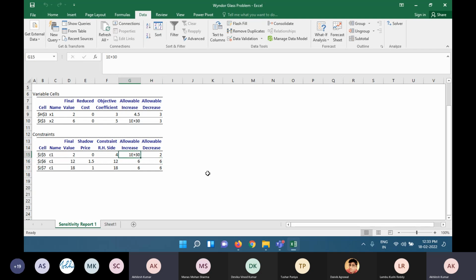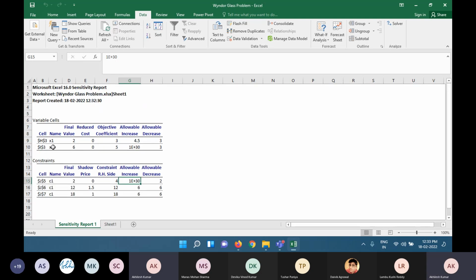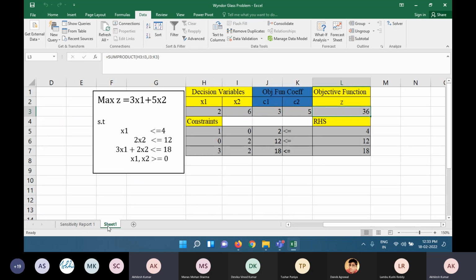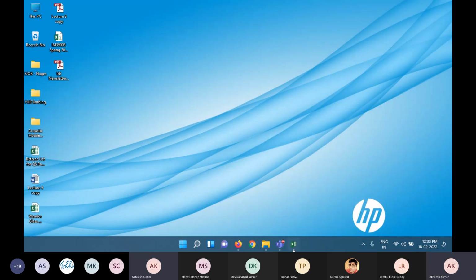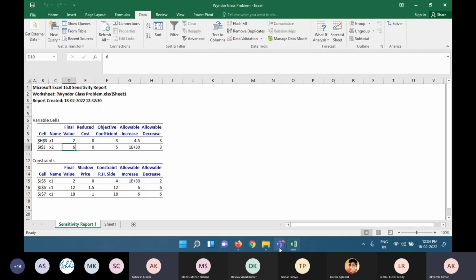Is this correct, guys? Understood? Here the naming has gotten a bit messed up. Ideally, it should have been showing these as the C parameter values, how much of profit or cost coefficient you can increase or decrease. That is the next topic we will study. So going back, understood how sensitivity can be generated with Excel?